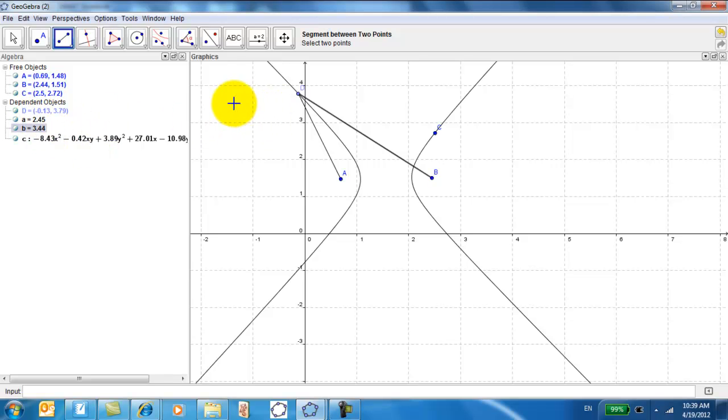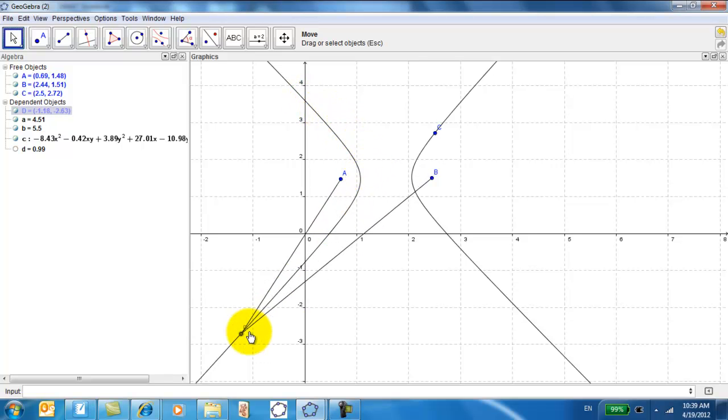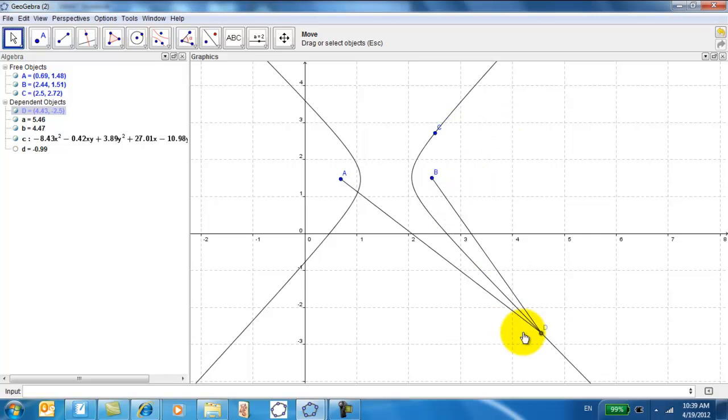So let's take a look at this now by looking at D. Let's see, B minus A. We get 0.99. And sure enough, as I move D along, even though A and B are changing, their difference is staying constant. Even if we come to the other side here, to do the distance, you have to do the absolute value. There you go. The difference stays constant.